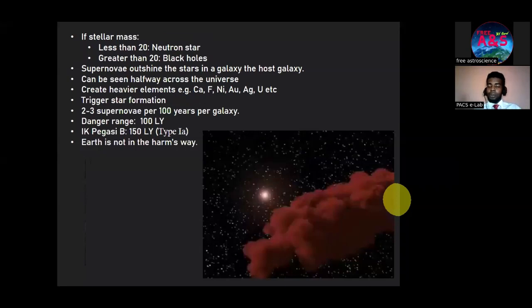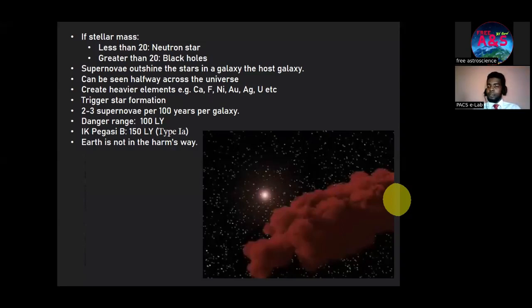Now, what results when the core collapses? Because when the core collapses, something is left at the middle. Whatever remains will depend on the initial mass of the star. Those stars that started out their lives with masses less than 20 solar masses, when they collapse and explode in a supernova, are going to form what we call neutron stars. Those that have masses greater than 20 solar masses are going to form black holes.